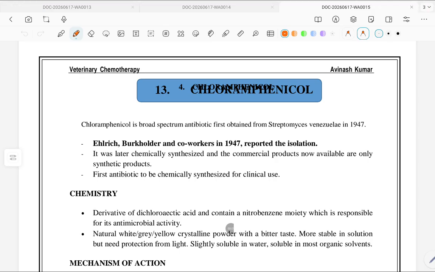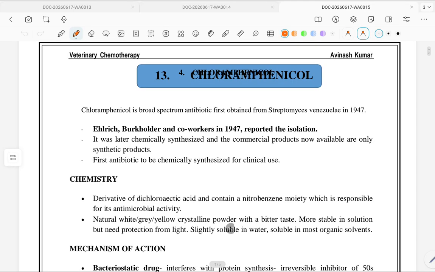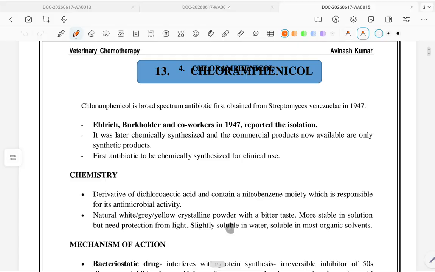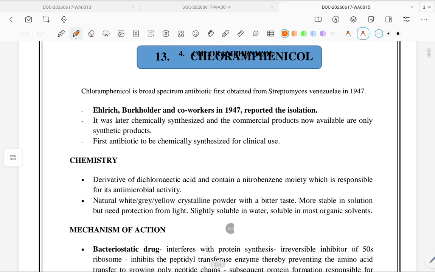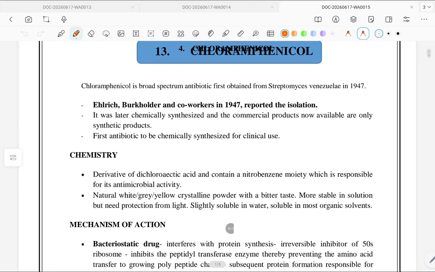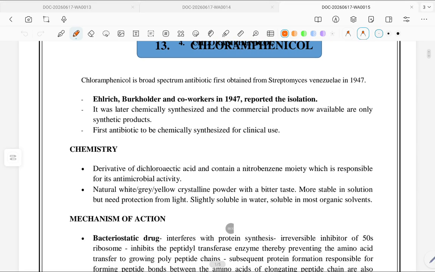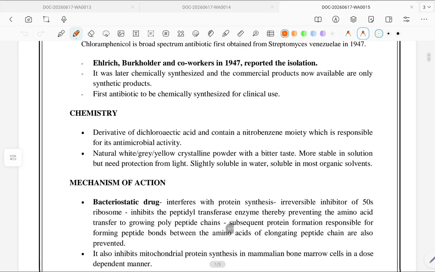Chloramphenicol, Chapter 13. Chloramphenicol is a broad-spectrum antibiotic first obtained from Streptomyces venezuelae in 1947. Ehrlich, Burkholder and co-workers reported the isolation in 1947. It was later chemically synthesized, and the commercial products now available are only synthetic products. It was the first antibiotic to be chemically synthesized for clinical usage.